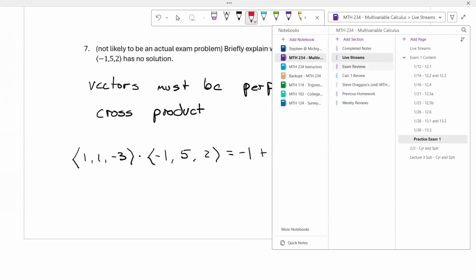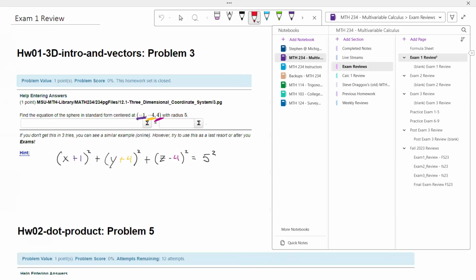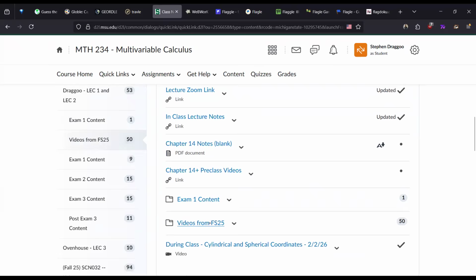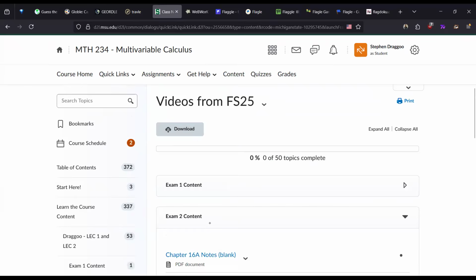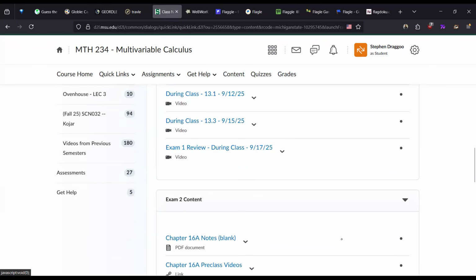And one final thing, if you're looking for even more review, you can check the exam review section of my notes. There's a thing called the Exam 1 review. It's right there. And you can even find a video to that old exam review if you go to my notes and click on videos from fall semester 2025. Look in the Exam 1 content. There's an old review video there.